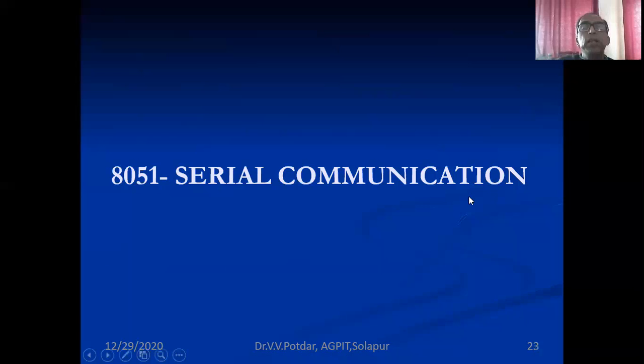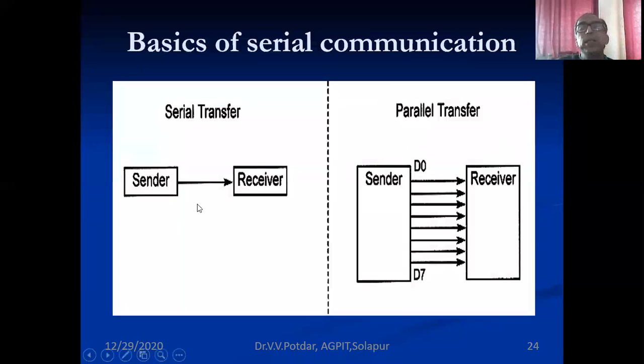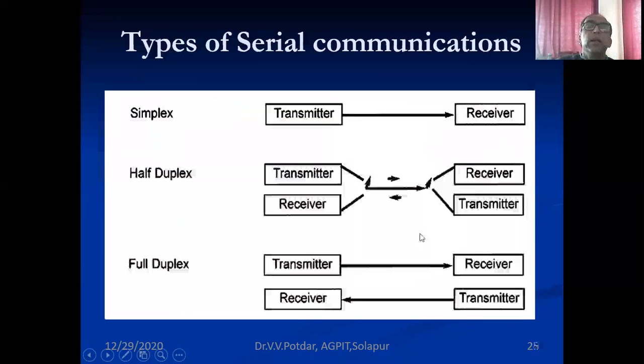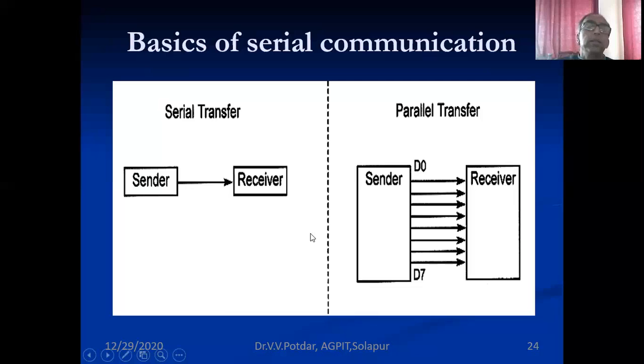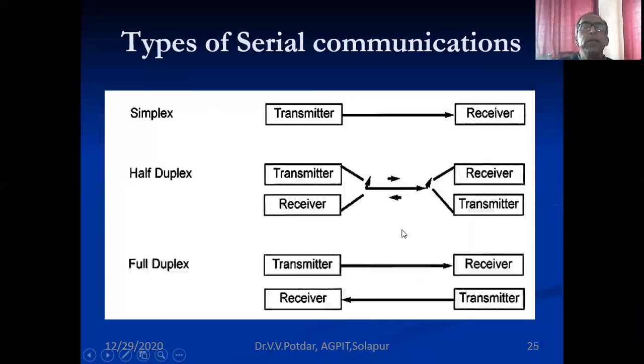What is serial communication? Serial transfer, sender to receiver. Then we have parallel transfer between sender and receiver. Simplex type of serial communication is between transmitter and receiver. Then half duplex, transmitter to receiver, receiver to transmitter. Full duplex, so two-way communication is possible. Serial transfer and parallel transfer, this we have already seen.